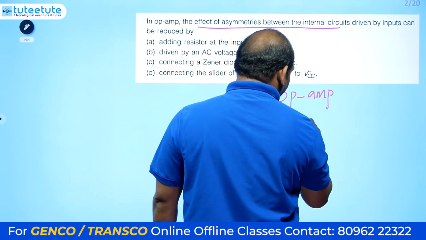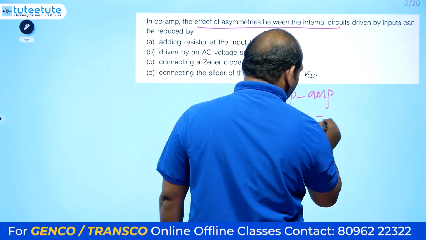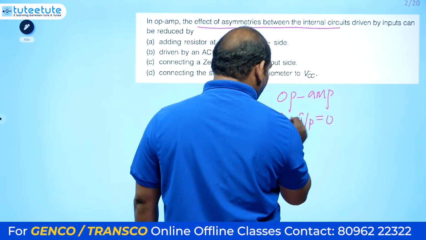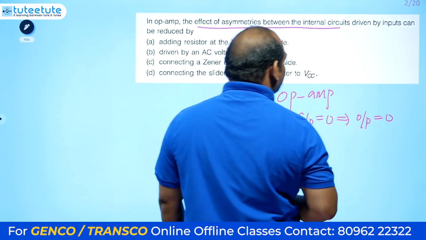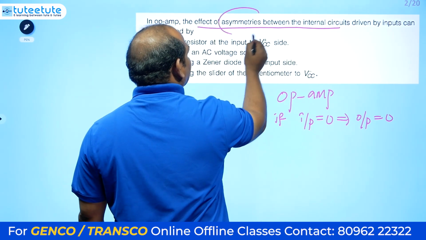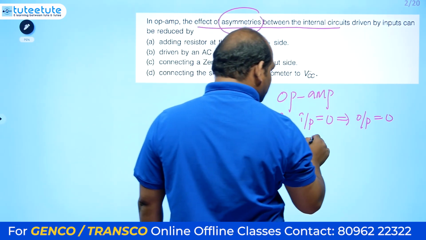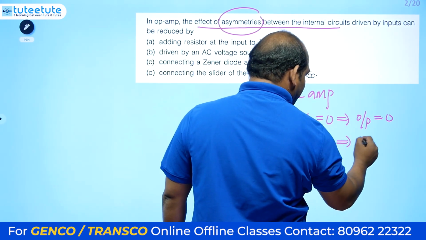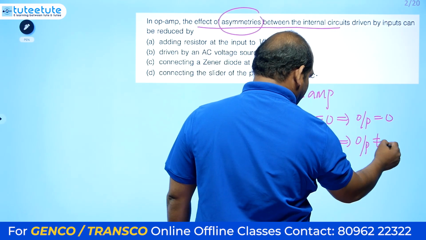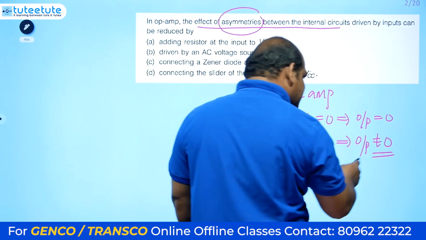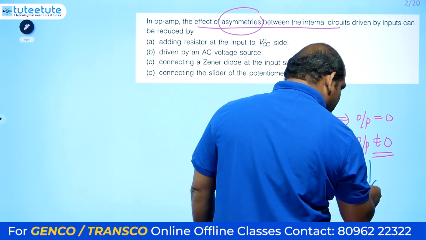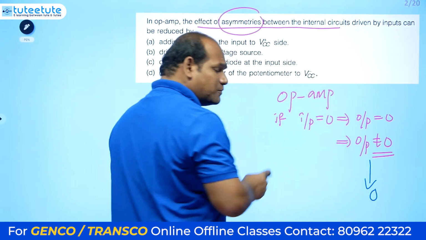Generally, if input is 0, output must be equal to 0. But because of these asymmetries, even though input is 0, output will not be equal to 0. This is the problem we are getting. So we need to adjust this output to 0 whenever input is equal to 0.